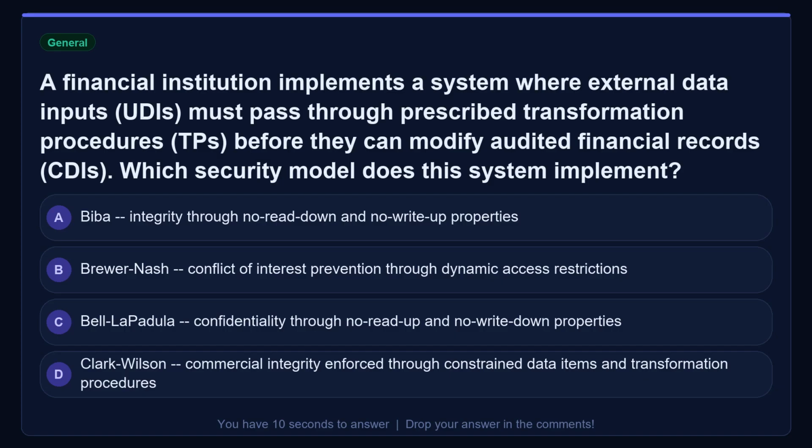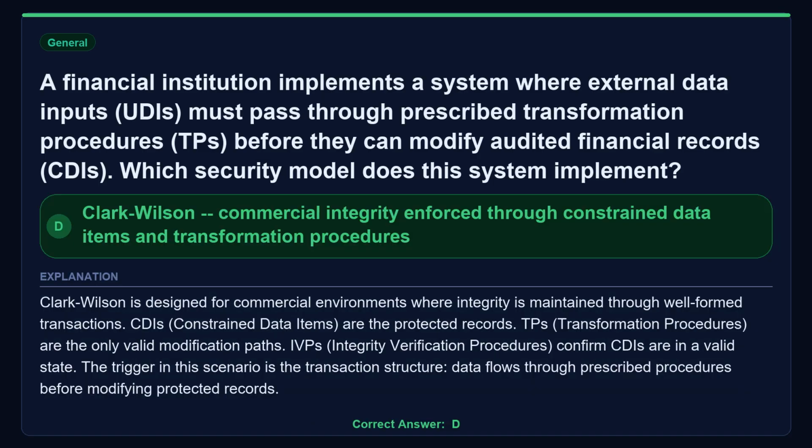A financial institution implements a system where external data inputs, UDIs, must pass through prescribed transformation procedures, TPs, before they can modify audited financial records, CDIs. Which security model does this system implement? The correct answer is D. Clark-Wilson, commercial integrity, enforced through constrained data items and transformation procedures.